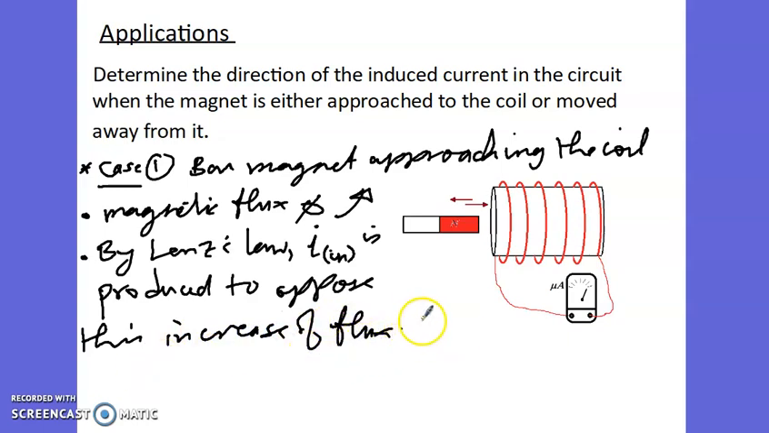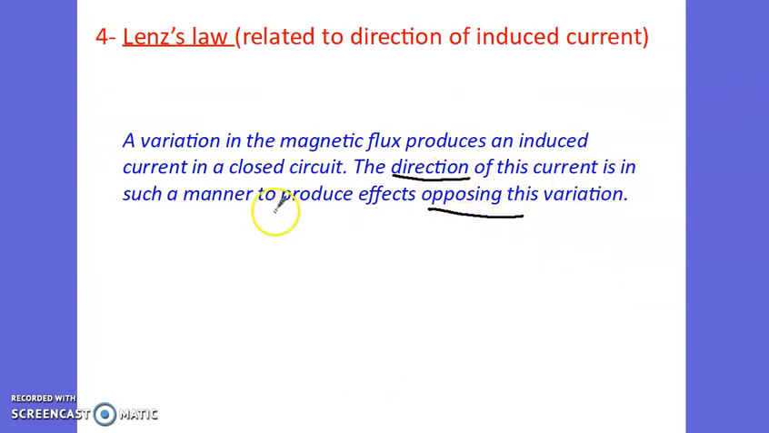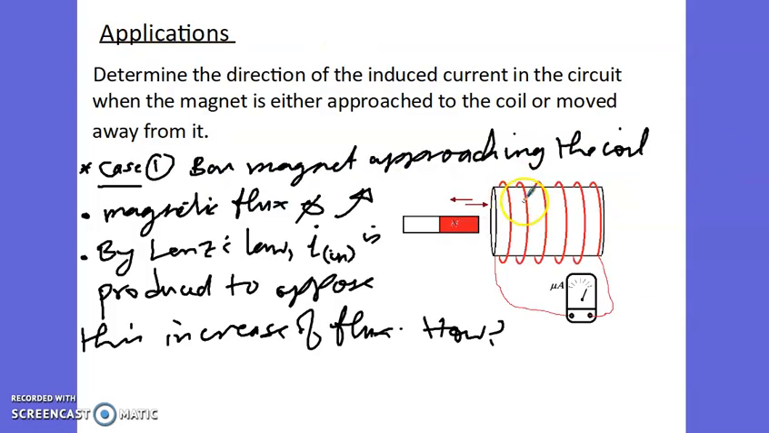How is this? By producing effect, right? So, to produce effects opposing this variation. Now here, the N-pole of the bar magnet is approaching the coil. Now you want to oppose this approach of the magnet. What do you do? An N-pole, write them in black, right? This face of the coil acts as N-pole to repel this N-pole of the bar magnet, and this face acts as S-pole. Why is this?